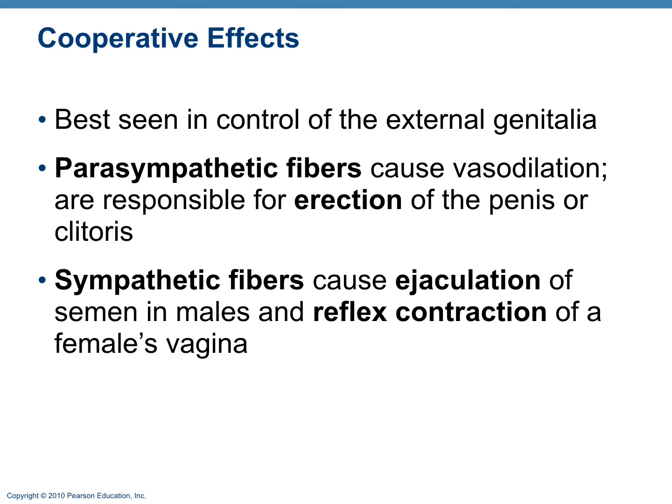Now, there are cooperative effects of the parasympathetic and sympathetic nervous system. They don't do the same thing, but they work toward one specific overall goal or function. So the parasympathetic nervous system is going to be responsible for causing the erection of both the penis and clitoris, and then the sympathetic fibers are responsible for ejaculation in males and reflex contraction of the female vagina. And so they're working in tandem. But the sympathetic, once it causes ejaculation, does shut off the parasympathetic, which stimulated the erection. So you see in this case, they're working cooperatively.